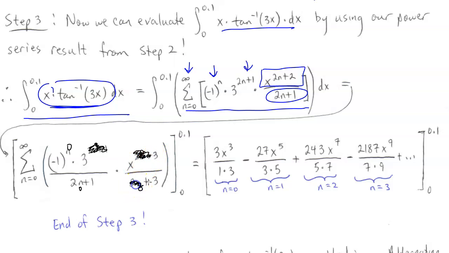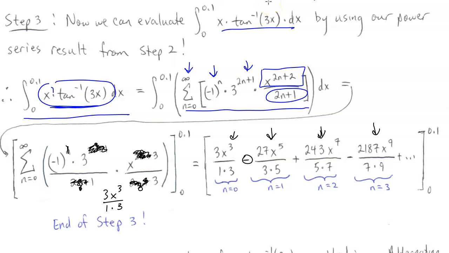2 times 0 is 0. 0 plus 3 is 3. And then, of course, here, 2 times 0 is 0. Plus 1, just have 1. So we have 3 times x cubed over 1 times 3. And that is what you see here. And so that's what happens whenever we allow n to equal 0. If we were to repeat this process and let n equal 1, then we would end up getting what you see here. And of course, in looking at this, if we let n equal 1, then negative 1 raised to the 1 is just a negative 1. Hence why that particular term is negative. And again, if we kept on, if n is 2, this is what we would get. If n is 3, this is what we would get.